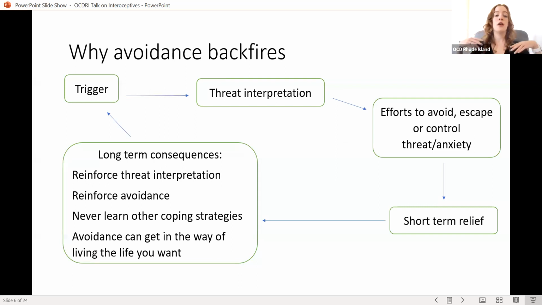And oftentimes, avoidance can get in the way of living the life you want. If you're always going out of your way not to feel anxious or not to run into a trigger, that can be pretty limiting. The same thing applies to physical sensations. The more that you act like these are experiences that have to be avoided and escaped, the more they stay scary.